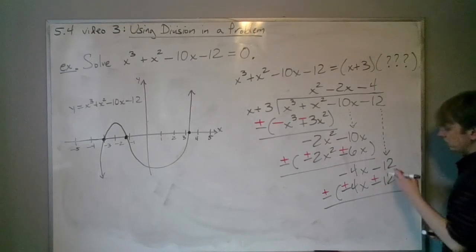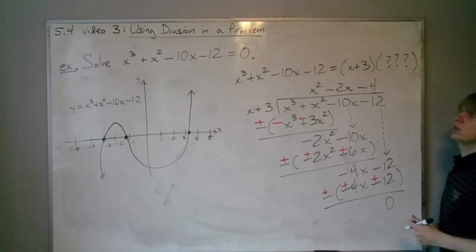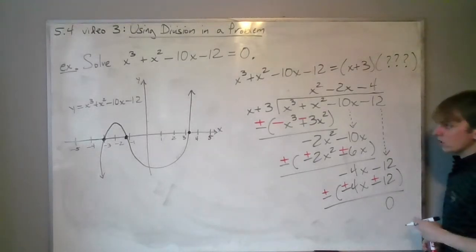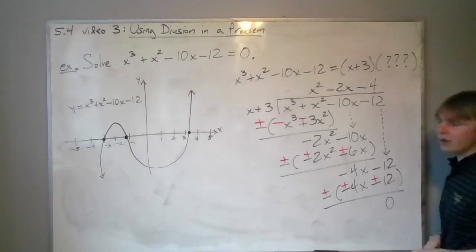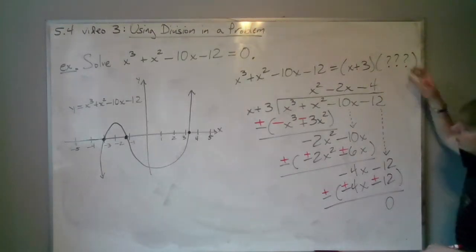My 4x's cancel. My 12's also cancel. Interesting. This is not a coincidence. There's a reason we picked x plus 3 to divide by. We wanted it to be something that divided in evenly, and now we know how it divides unevenly.